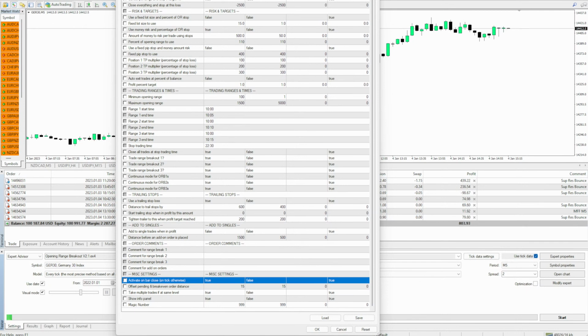So what the activate on bar close does is it affects these functions: auto exit at percentage balance, trailing stop loss, and add to single trades when in profit. With auto exit at percent balance, as you move into profit, if you set it to close your trades out at 1%, it will only calculate when a candle closes. So the disadvantage is you could move up to 2% in profit and then it comes back down in one candle to 0.7% in profit and you won't actually get your 1%.